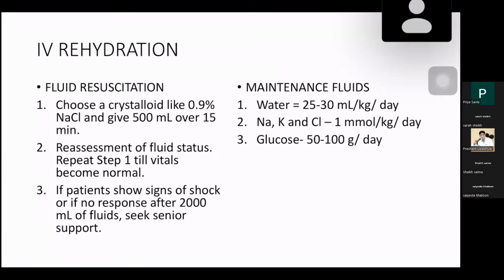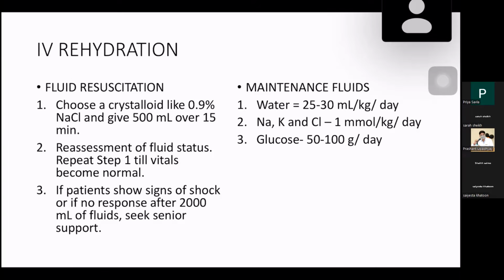Generally, these patients need vasopressor support. Vasopressor support is something that's given in the ICU. So I'm not covering that here. I'm just covering the IV rehydration part. But you need to escalate this patient for senior support.